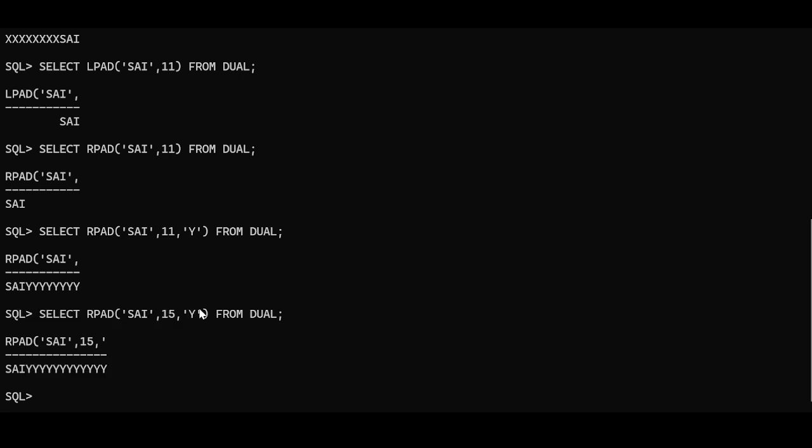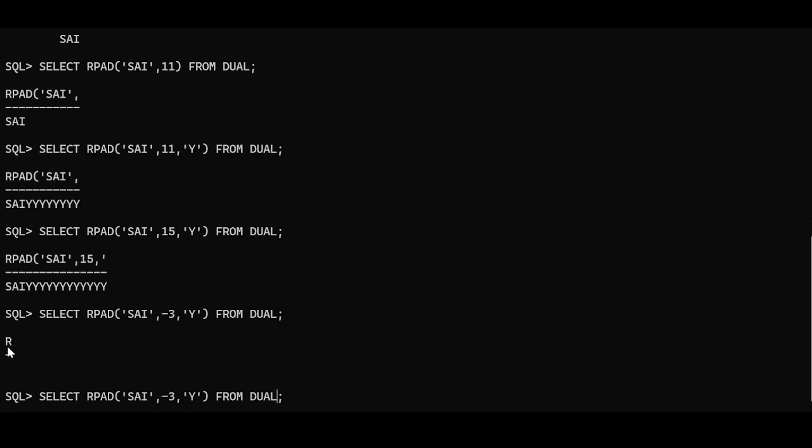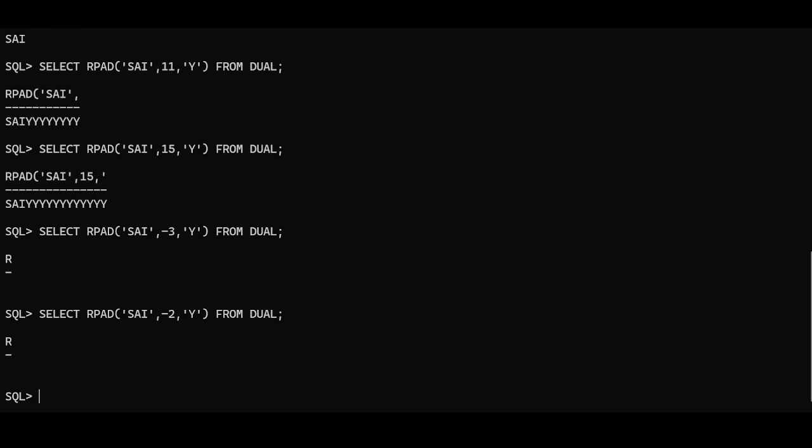If you're not taking anything, it will be treated as spaces. By default, it will be treated as spaces. For example, if you take a negative number like minus 2 here, nothing is coming. It is invalid for negative numbers. Minus 1 here, nothing is coming. So it is valid only for positive numbers.